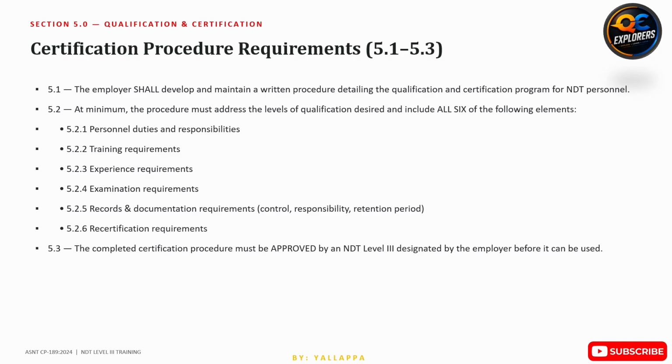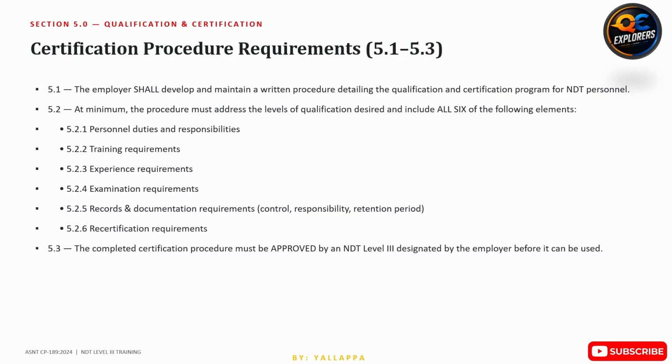Every employer must define how qualification records will be created, controlled, retained, and protected throughout the certification lifecycle. Finally, the procedure must include recertification requirements, explaining how personnel maintain or renew their certifications after the initial certification period. Notice that these 6 elements together form a complete quality management system for personnel certification. Omitting even one of them would make the procedure incomplete and potentially non-compliant.